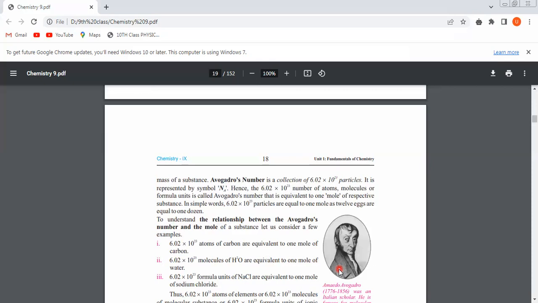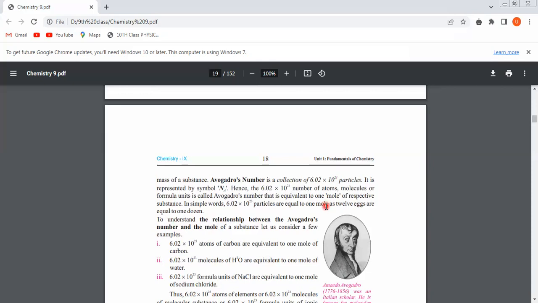Contained in the given mass of a substance. Avogadro number is a collection of 6.02 × 10^23 particles. It is represented by the symbol Na. Hence, the 6.02 × 10^23 number of atoms, molecules, or formula units is called Avogadro number. That is equivalent to 1 mole of the respective substance.